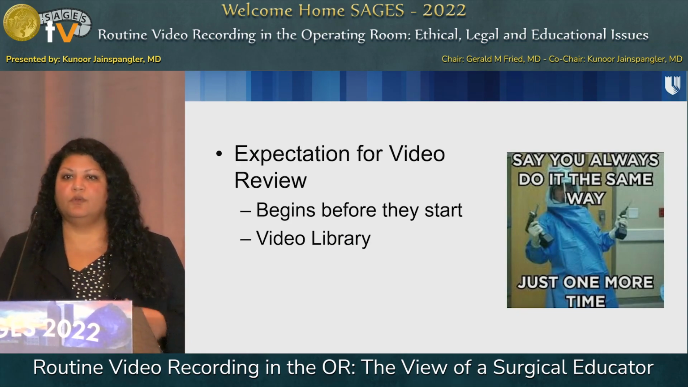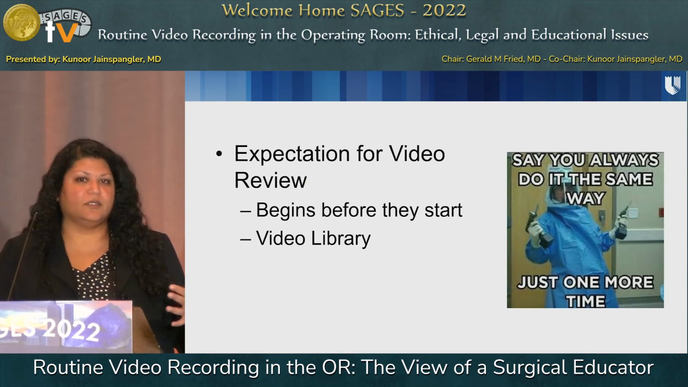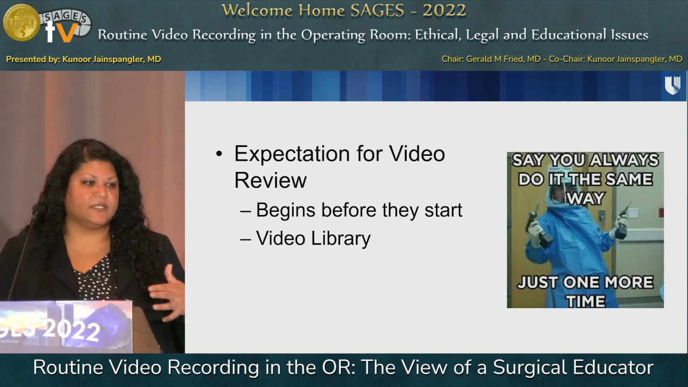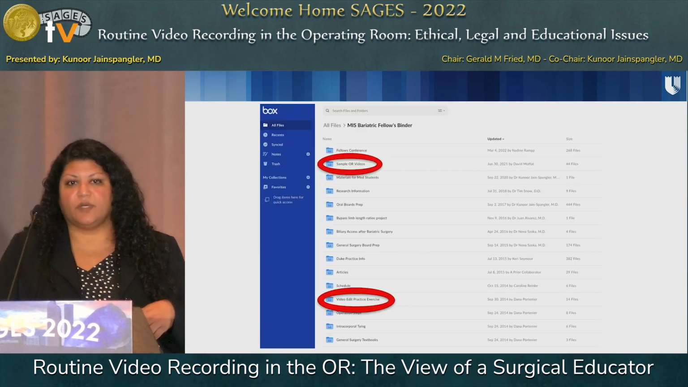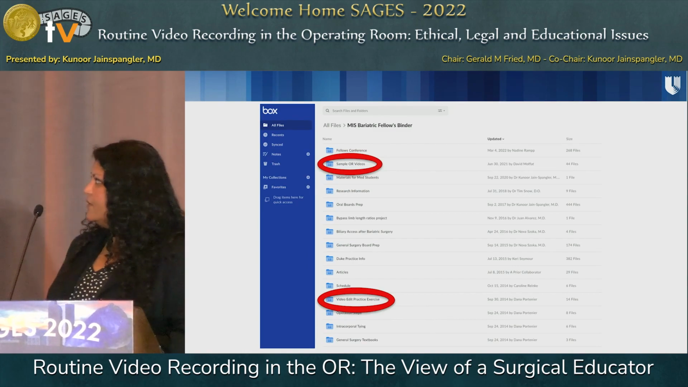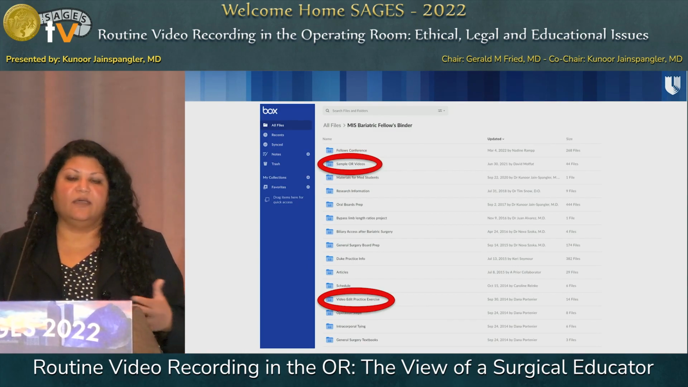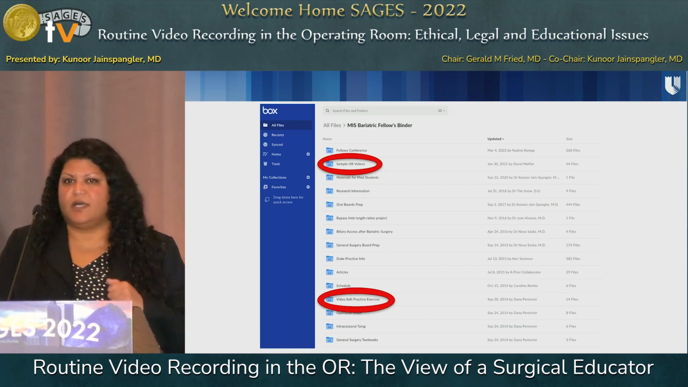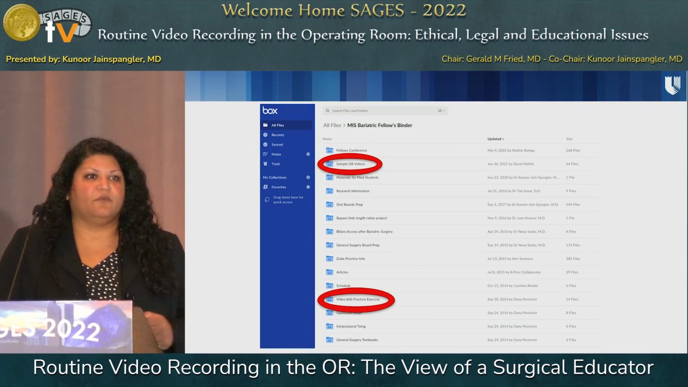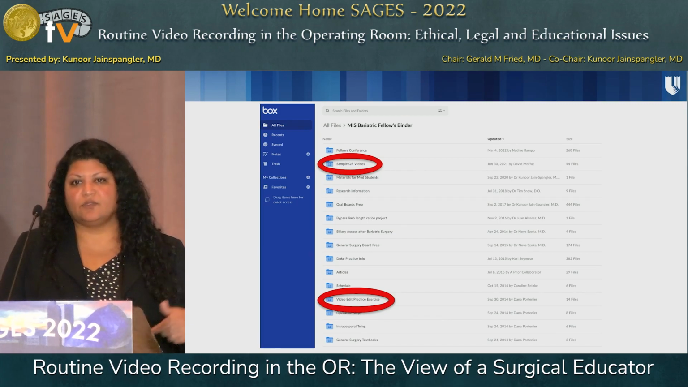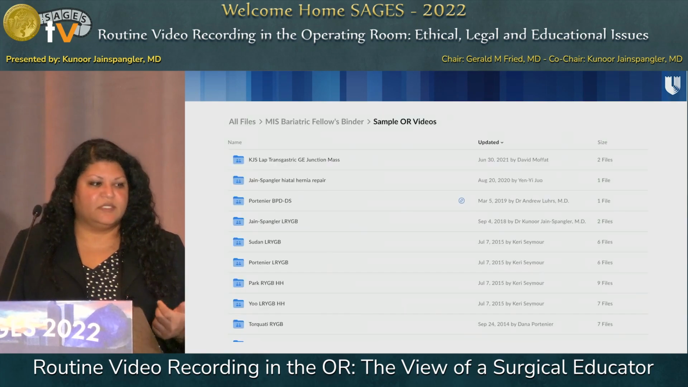And so people who are very smart, years ahead of their time, over a decade ago, started a video library at Duke. And this is an example of what we do. I have a whole fellows binder that has all kinds of things in it that are fantastic for the fellows to be able to review, and one of them is sample OR videos, and another is exercises on how you edit videos yourself. So what do I mean by sample OR videos?